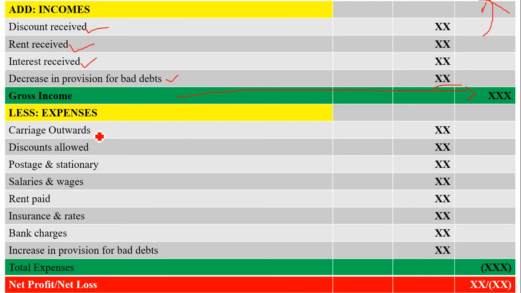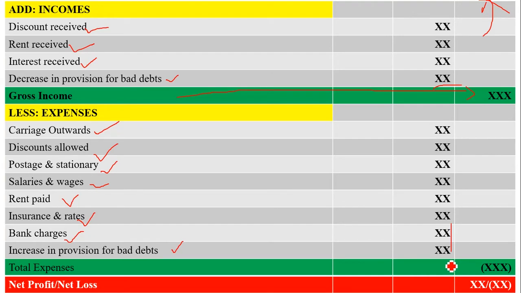Expenses include carriage outwards. Remember, carriage inwards were added to purchases because we said this cost is recoverable. But how about carriage outwards? Carriage outwards are not recoverable. These are costs like after sale services. A customer has bought a machine and you have decided to transport the machine for them. That cost, you cannot recover it, and that is why it is an expense to you. Discount allowed is an expense. Postage, we have salaries, we have rent paid, we have insurance, bank charges, and increase in provision for bad debts.